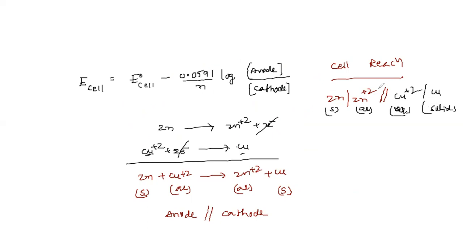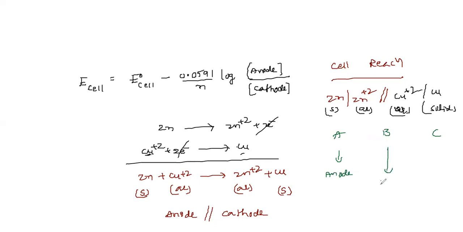How do we identify the anode from whatever cell reaction they give? I will give you one trick: A, B, C. A means anode.